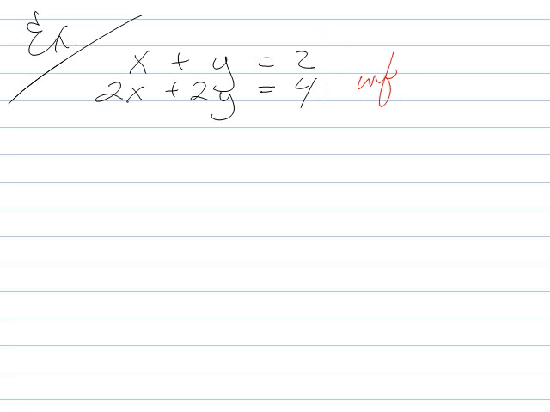Let's go ahead and investigate what it would look like if we had something with, say, infinitely many solutions. So say we had x plus y equals 2, and then we had 2x plus 2y equals 4. So you should recognize that, since this is just a factor of 2, the first one multiplied by 2, there's going to be infinitely many solutions.